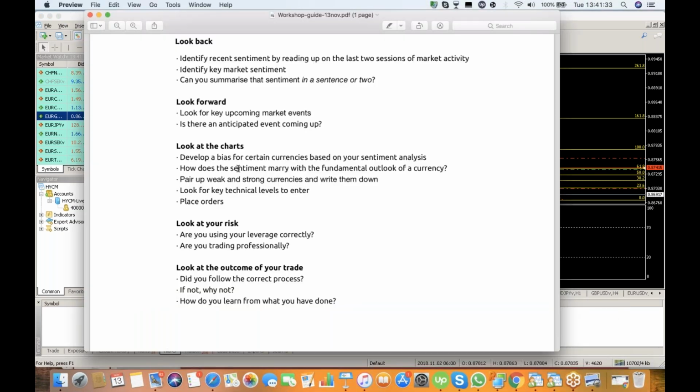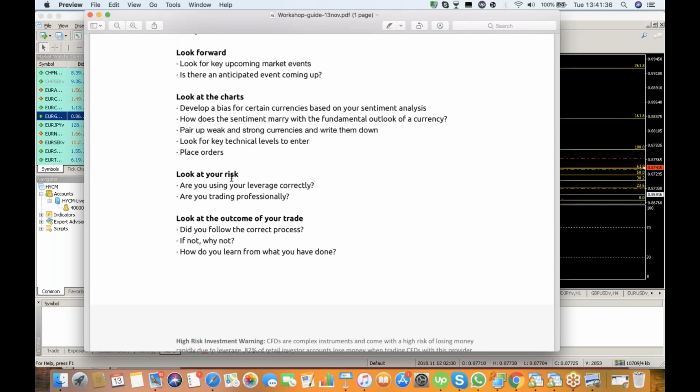Look at your risk. That's a very important aspect. You remember, in terms of your risk, you won't want to be using any leverage when you're trading. I'm a big believer in this, and especially when you're learning to trade, it's going to help your trading psychology if you don't use leverage.